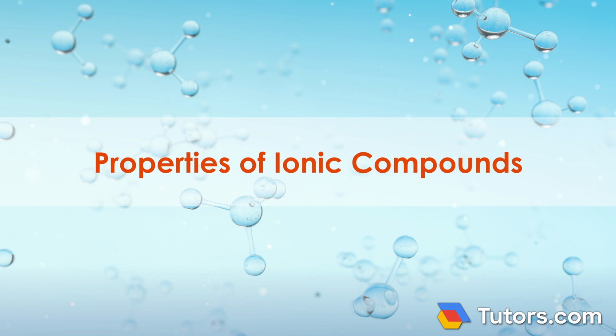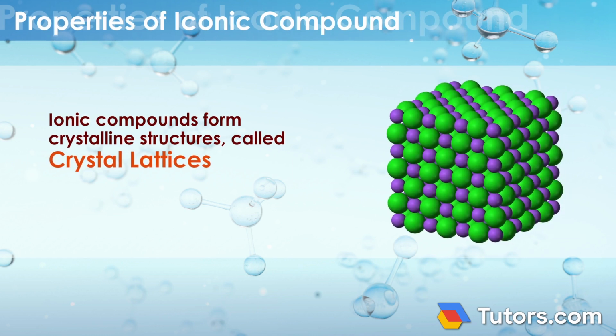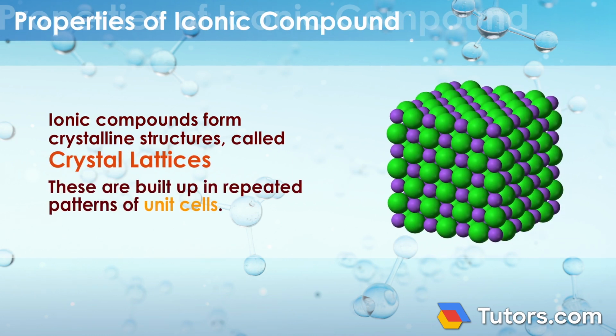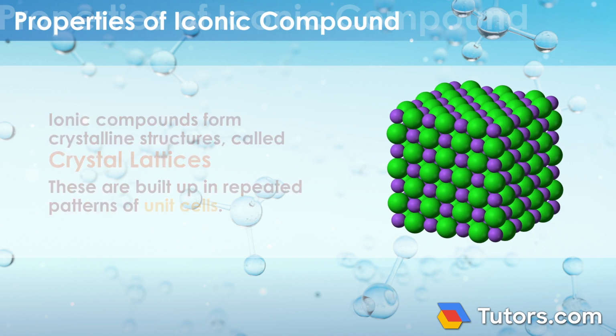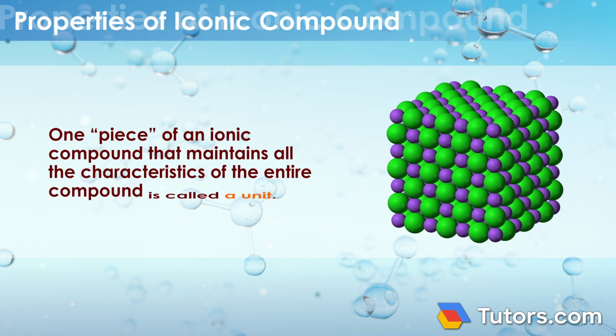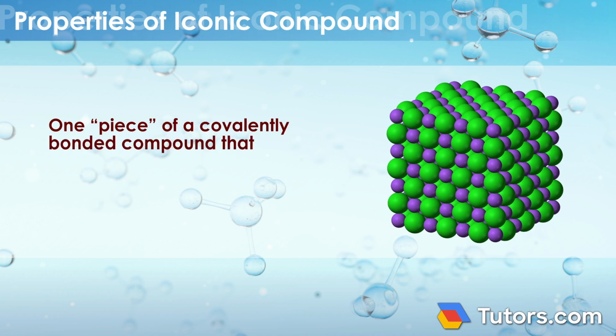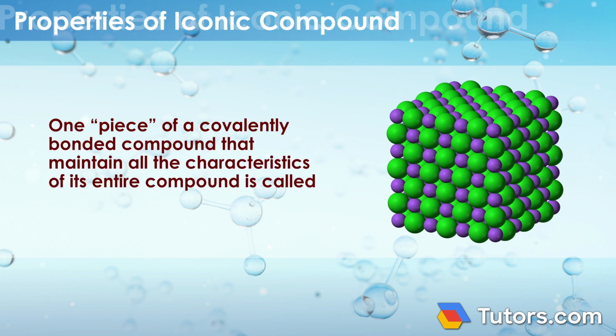Properties of ionic compounds. Ionic compounds form crystalline structures, called crystal lattices. These are built up in repeated patterns of unit cells. One piece of an ionic compound that maintains all the characteristics of the entire compound is called a unit, while one piece of a covalently bonded compound that maintains all the characteristics of its entire compound is called a molecule.